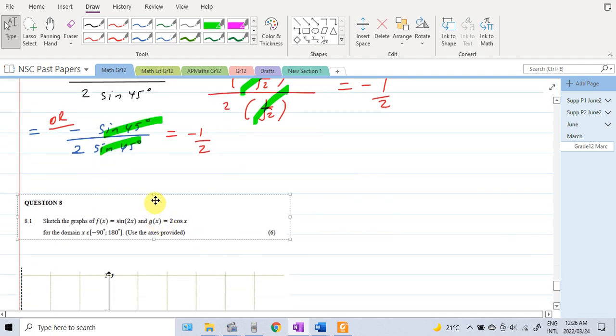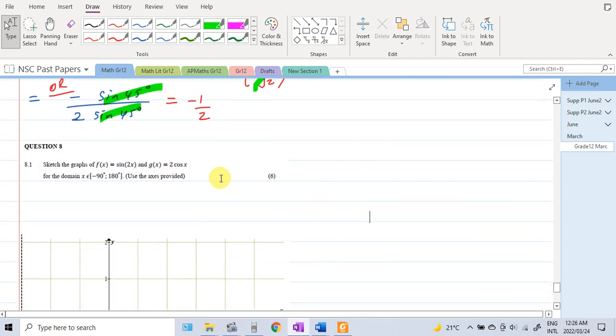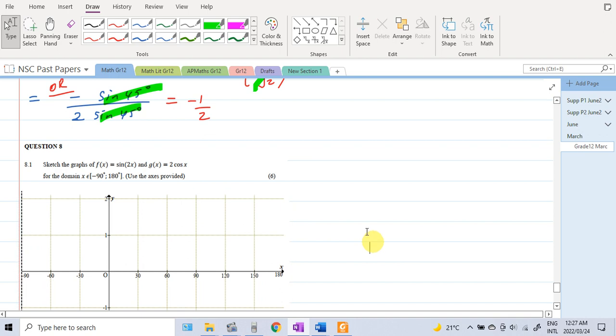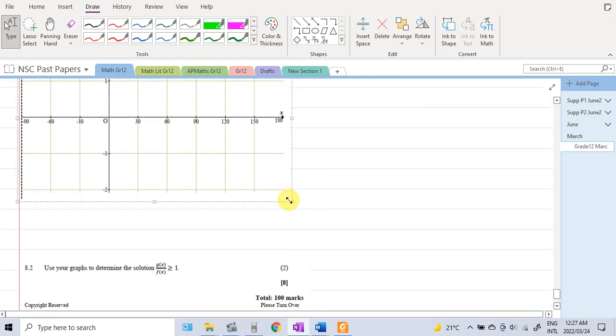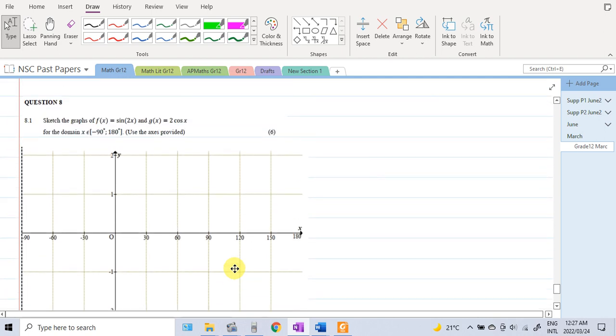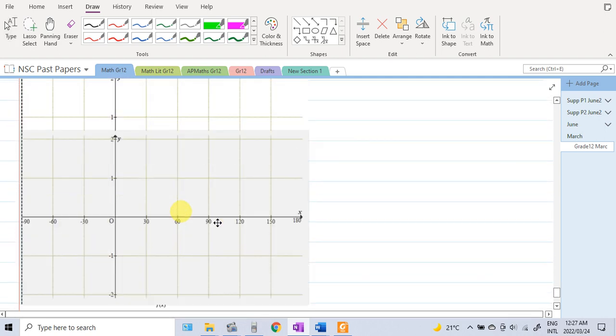Right, so sketching this graph, I'm just going to use a calculator and sketch this for you. But obviously there are easier techniques of sketching. We need to sketch the graph, and after that we have one more question, which is finding g of x greater than f of x.